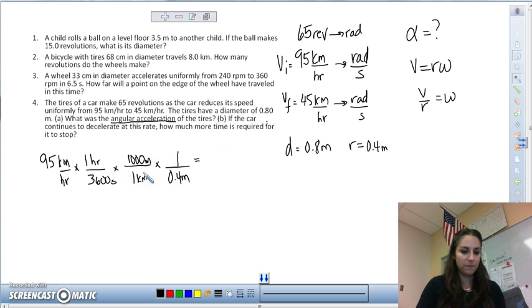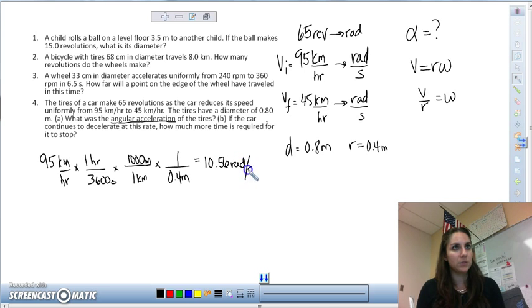So 95 times 1,000 divided by 3,600, and then divide by the radius. So we get 10.56 radians per second. Kilometers cancel out kilometers, hours, hours, meters, and meters. So we have a number over seconds. Radians is kind of an interesting unit because it's almost like it's unitless. This is just a number divided by seconds.